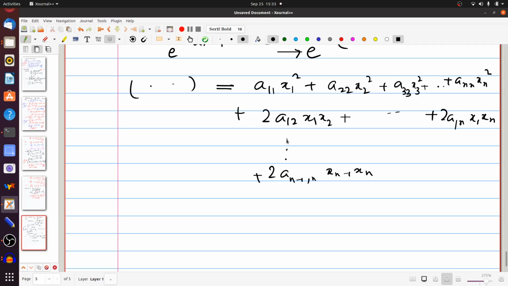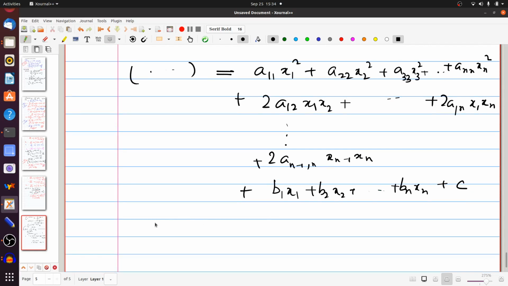And even if your original a's were defined in such a way that a12 was not equal to a21, I could always take the average and call that the new a12 and get the same sum. So what I'm going to essentially say is that a12 will always be taken to be equal to a21, and in general aij will be taken to be equal to aji. This is not the only possible term, right? These are the quadratic terms. You could also have, in addition, terms like b1 x1 plus b2 x2 plus bn xn, and then of course a term which is independent of the x's, which is c.